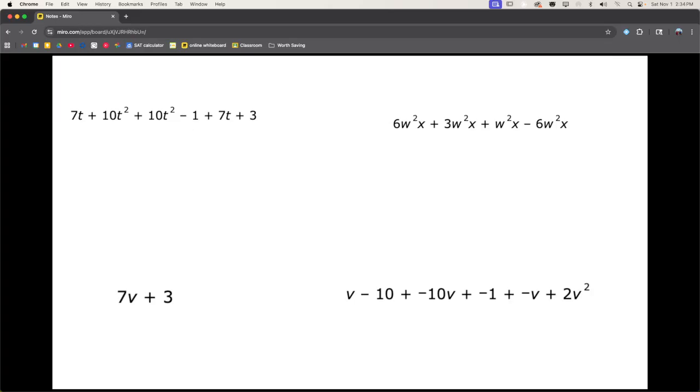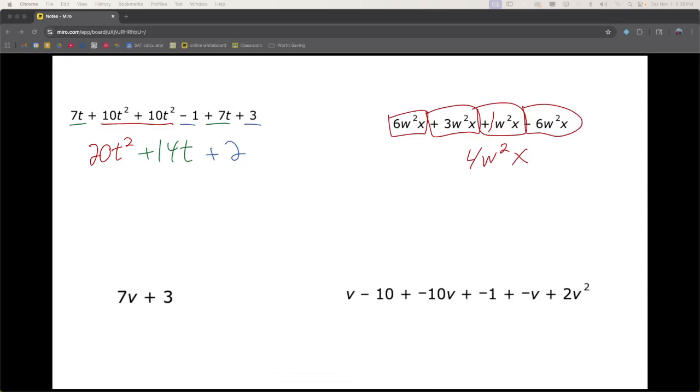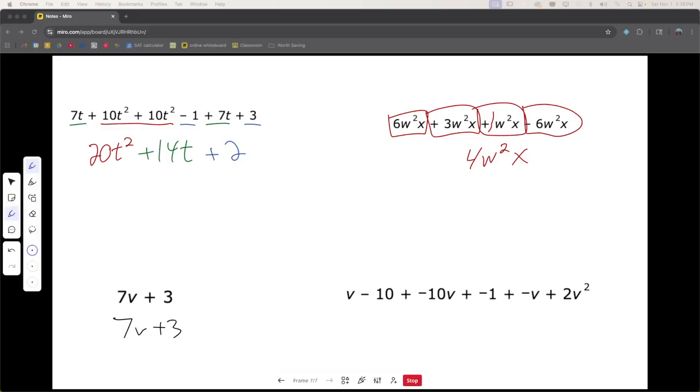Okay, now that you've had time to work these problems, let's check your solutions. For the first problem, there is the work and the final answer. For the second problem in the top right, here is the final answer. All of those can combine. So you just go from left to right and it gives you 4w to the second power x. For this third problem in the bottom left, those cannot combine, so just leave them as it is. That's the final answer.